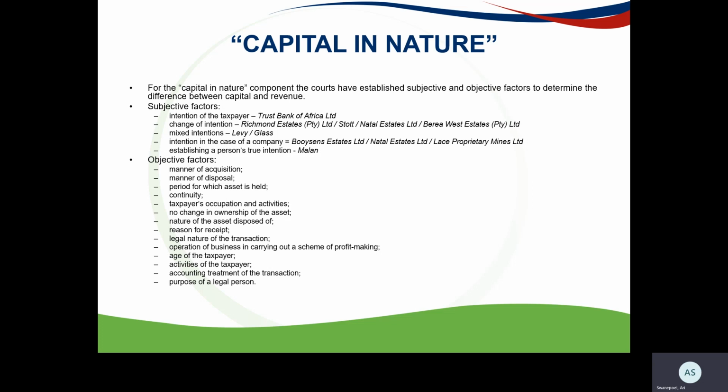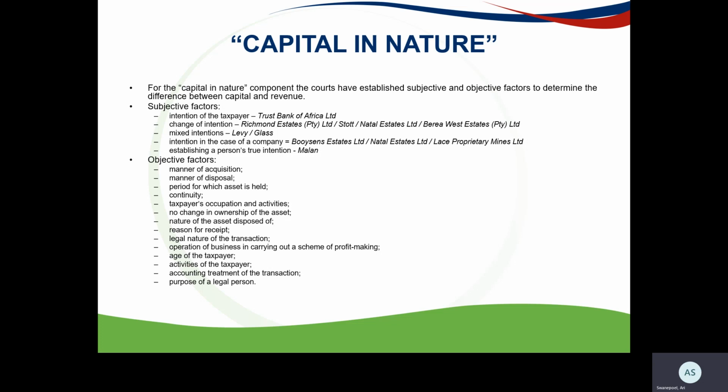Then, if the subjective factors do not indicate whether it's capital or revenue, they will also look at objective factors. And here's a whole list of them. Manner of acquisition, the manner of disposal, the period for which the asset was held, continuity, that is how often did the taxpayer deal in these type of transactions, but that's also not a deciding factor. But they will look at that.